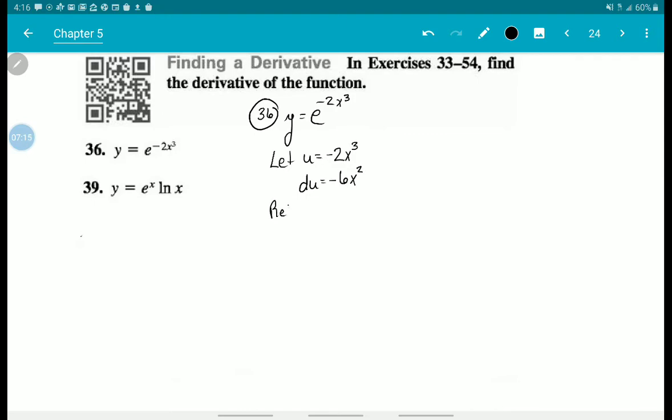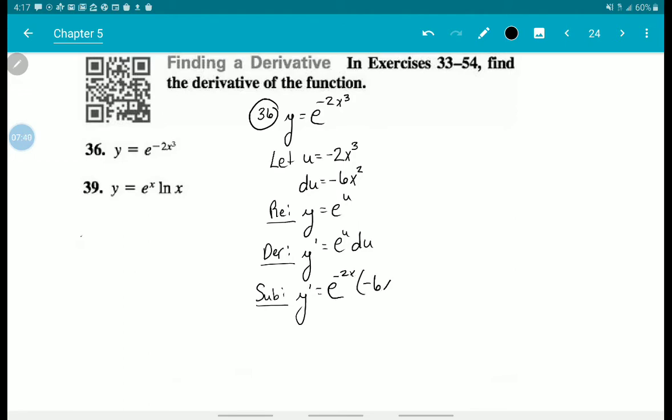We could do our rewrite. So y equals e to the u. And then when we take the derivative, it's going to be e to the u times du. So if we make our substitution, our derivative will be e to the negative 2x cubed times negative 6x squared. And I would want to write that as negative 6x squared times e to the negative 2x cubed, just to clean it up just a little bit. So we can use that chain rule to help us find derivatives of these.